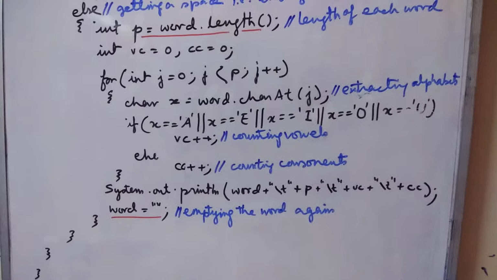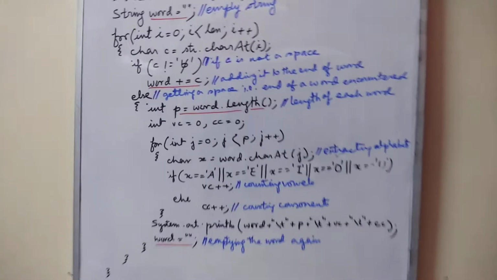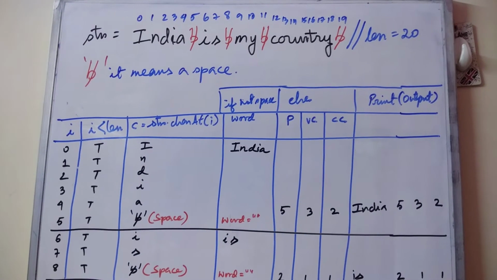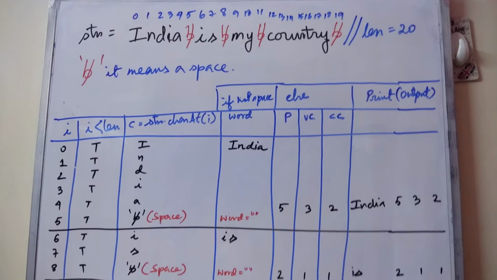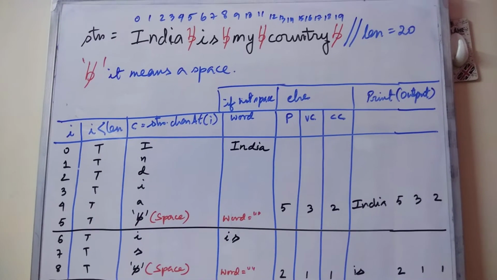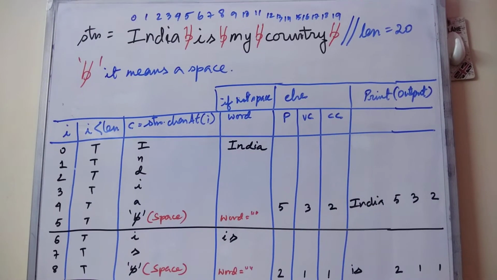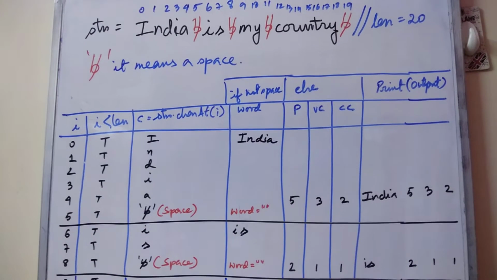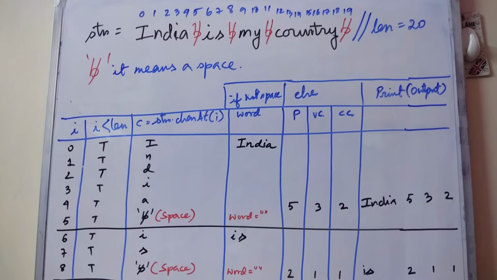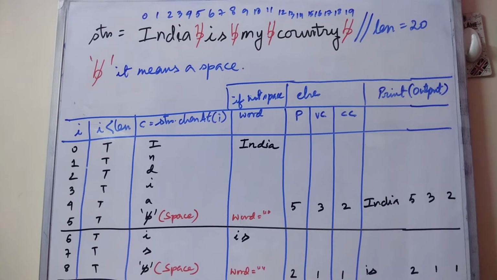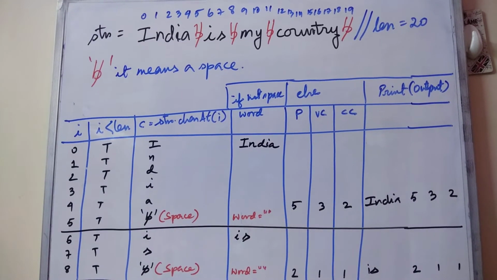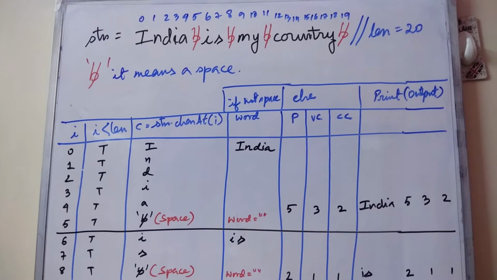Now let me explain this program with an example to help you more. Welcome back. Let us see the working of the program. So I've taken the string str as "India is my country". You'll see in the red mark, that is a B with a cut, that means a space. I've written the index positions above the string, starting at 0, then 1, 2, 3, 4, till 19. So the total length of my string is 20.